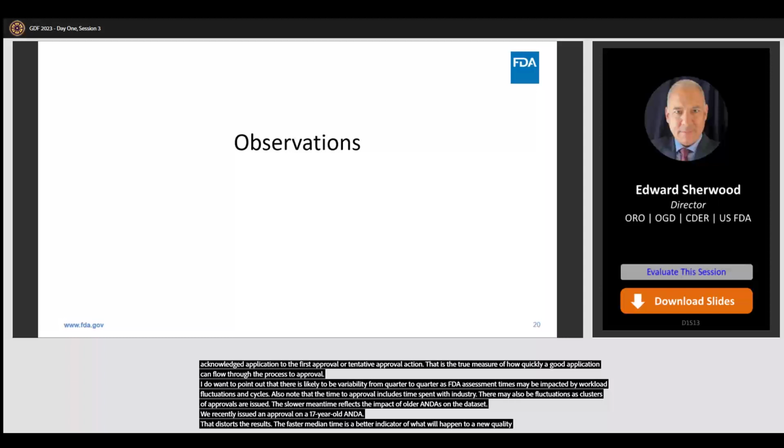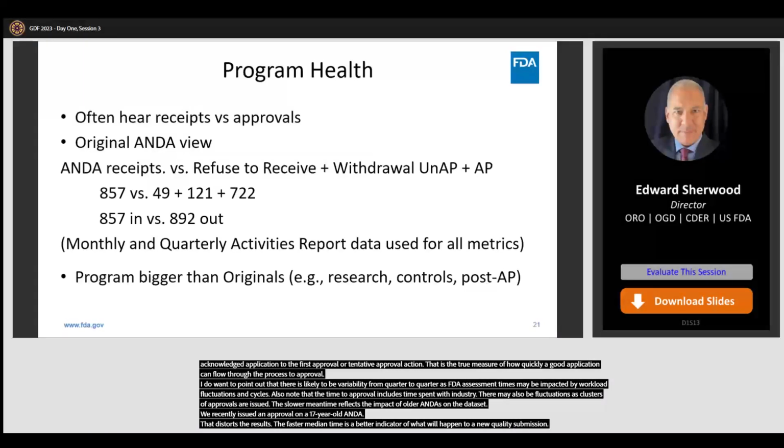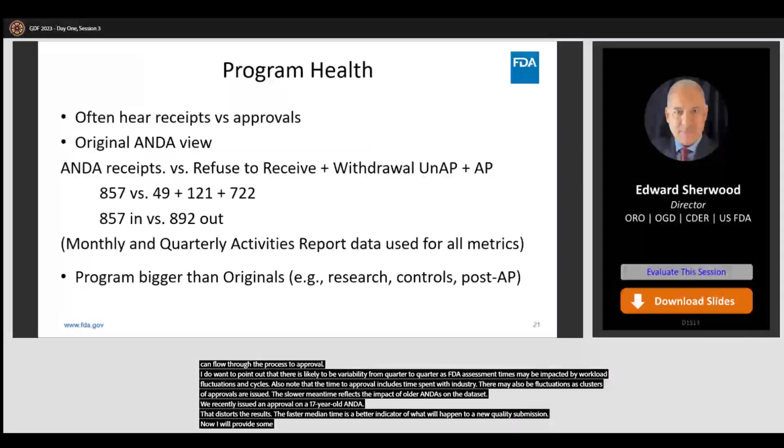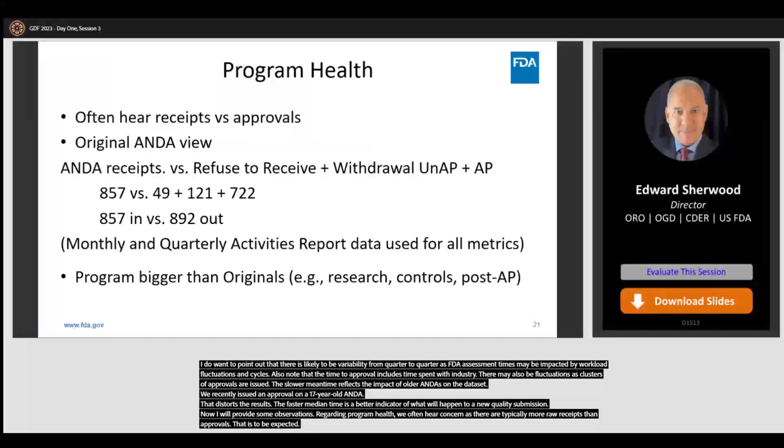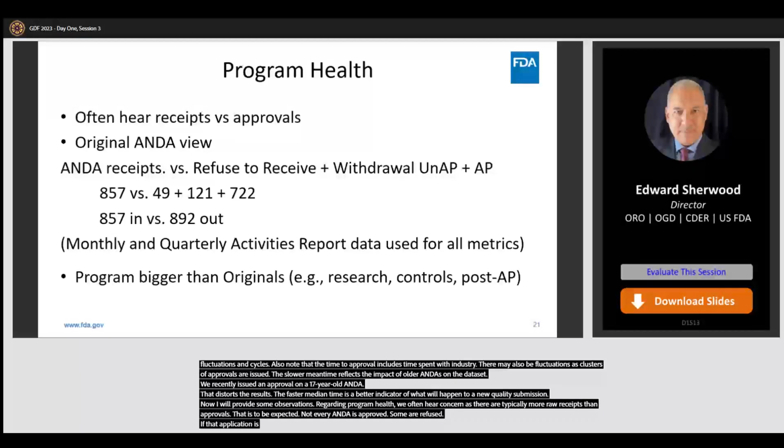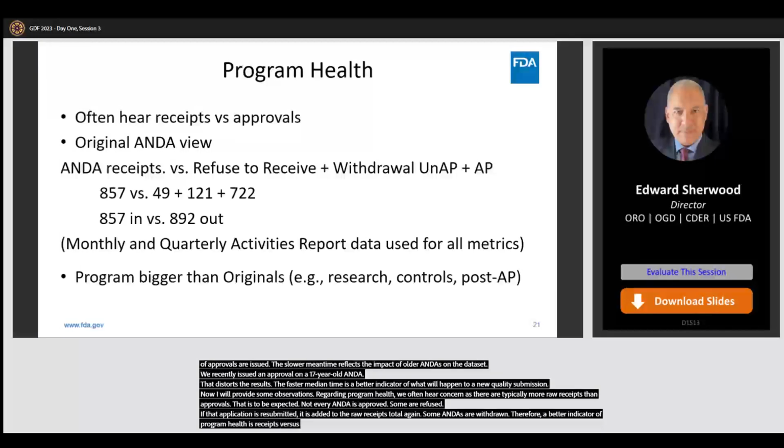Now, I will provide some observations. Regarding program health, we often hear concern as there are typically more raw receipts than approvals. That is to be expected. Not every ANDA is approved. Some are refused. If that application is resubmitted, it is added to the raw receipts total again. Some ANDAs are withdrawn. Therefore, a better indicator of program health is receipts versus refused to file plus withdrawal of unapproved ANDAs plus approvals. Of course, original applications are only part of the larger program.